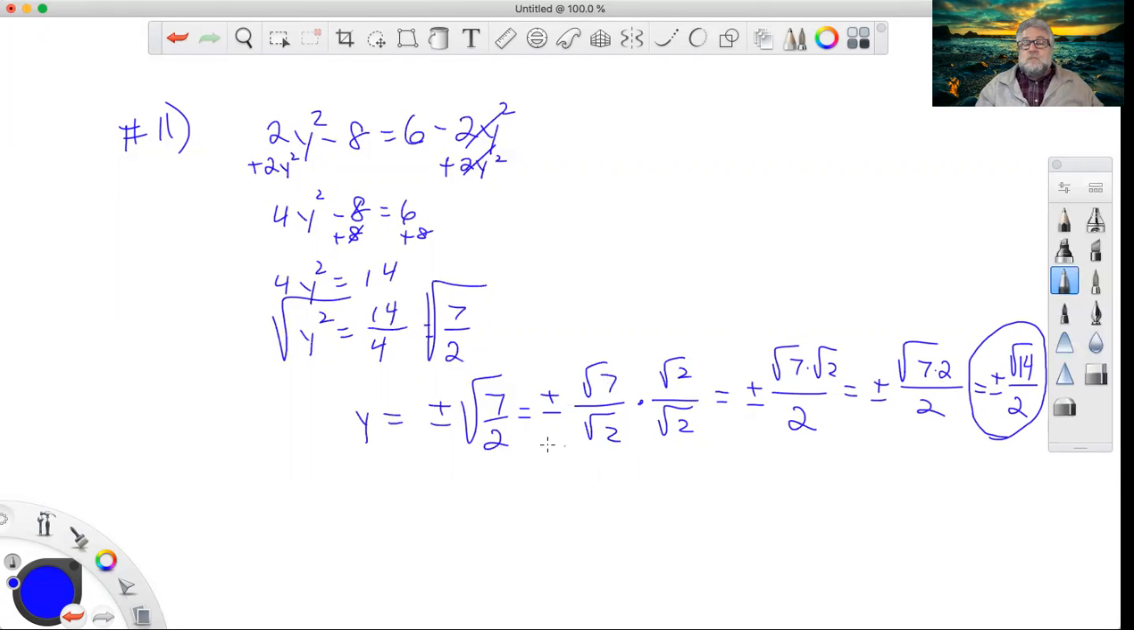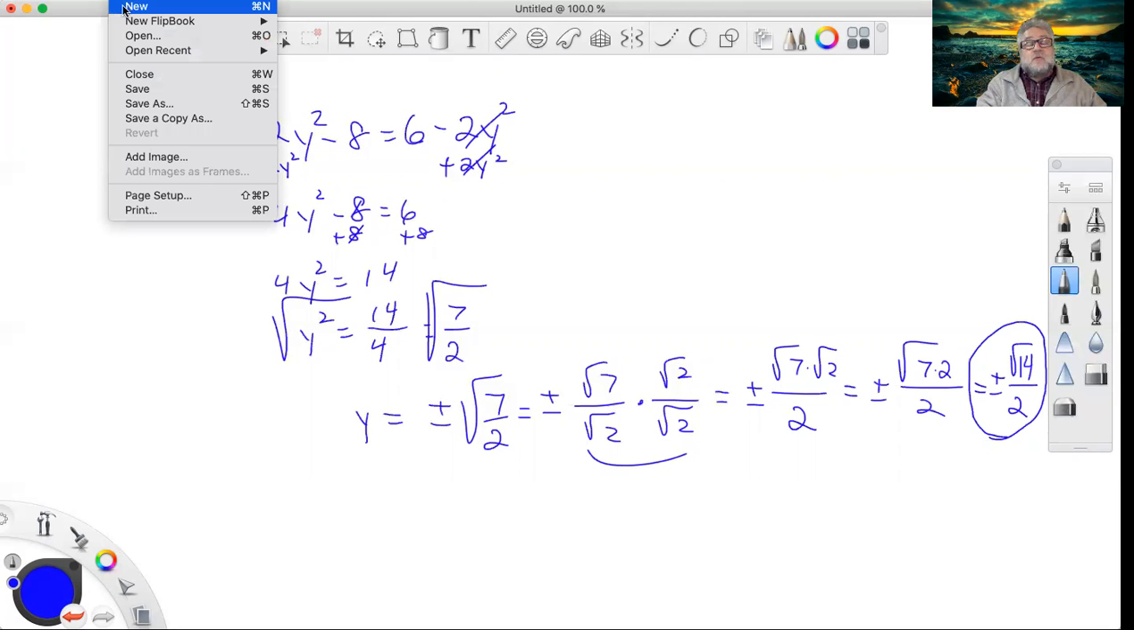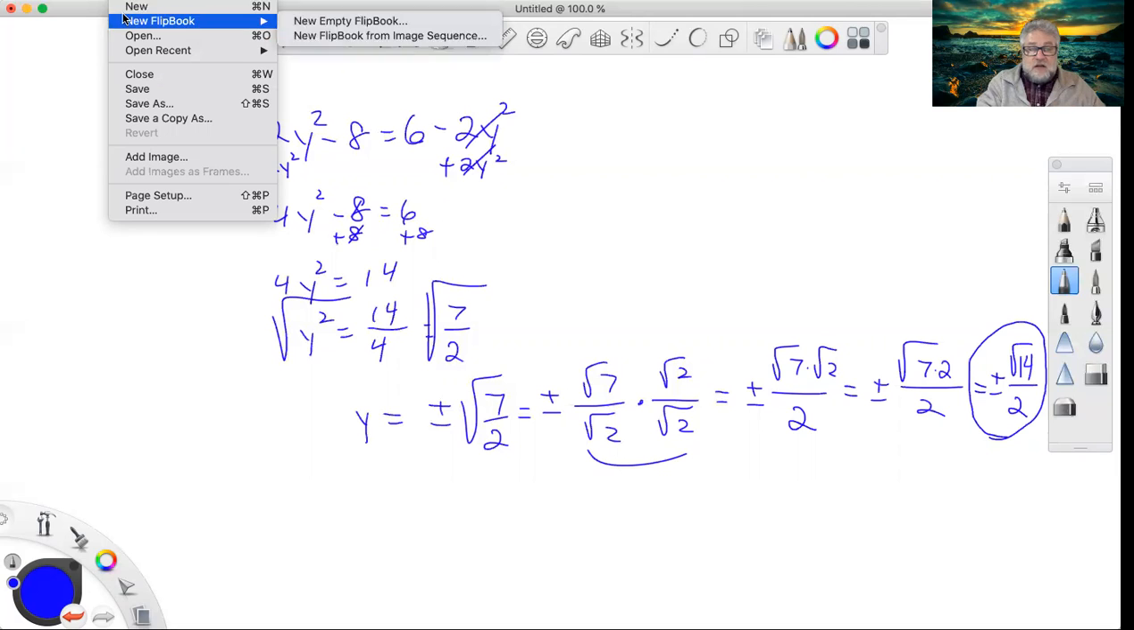Okay? You must do this. Must. You can't leave it like that. Okay? It will get marked wrong. You got to rationalize the fraction inside the square root sign.